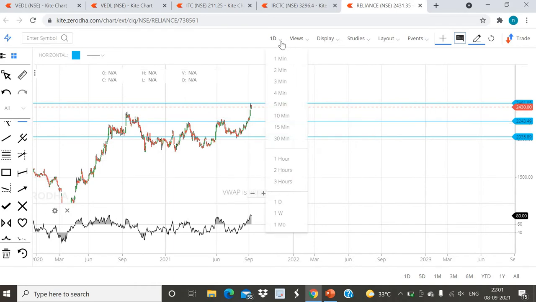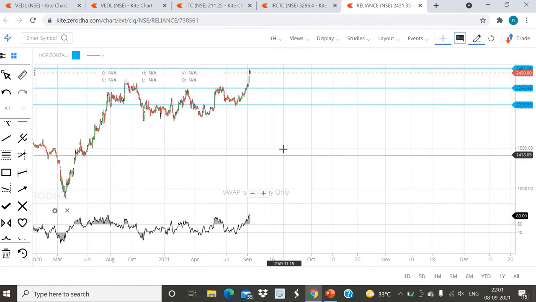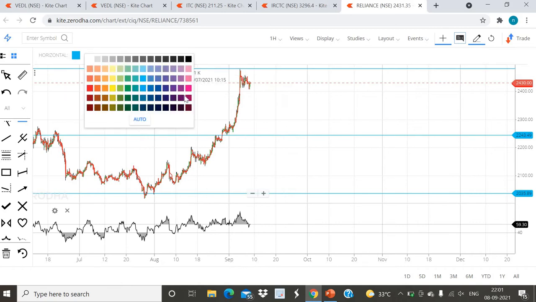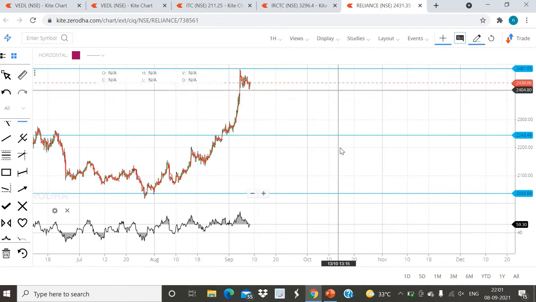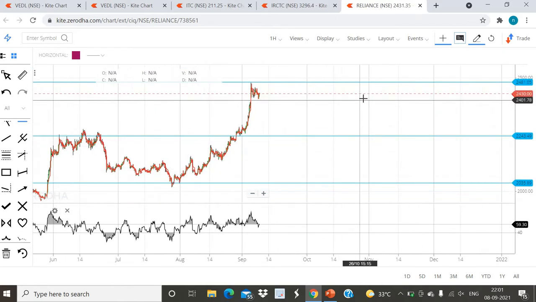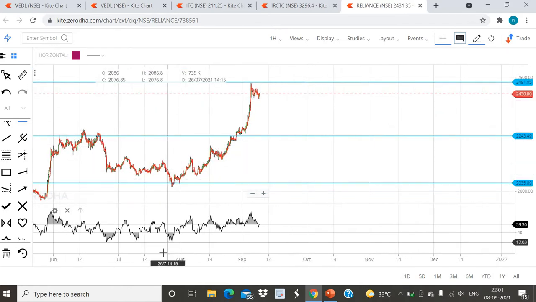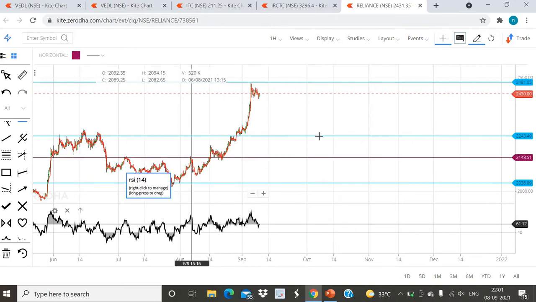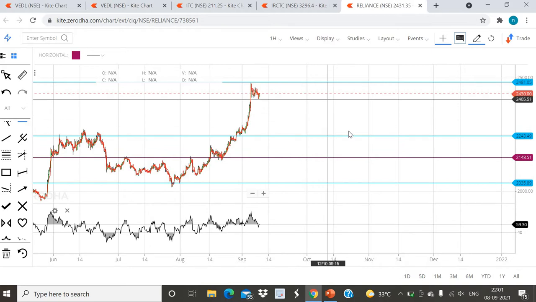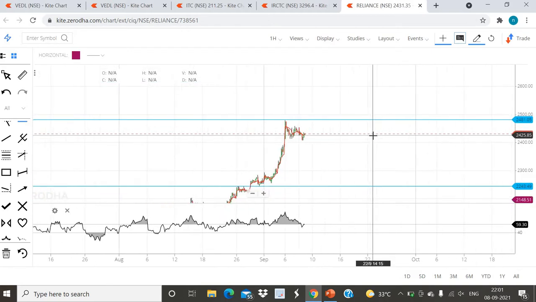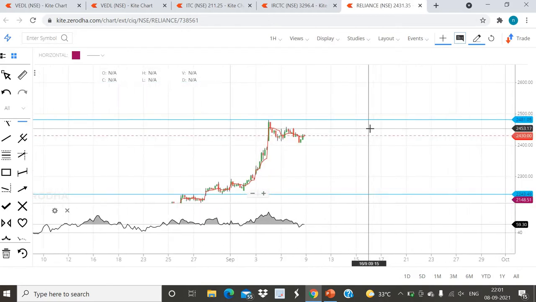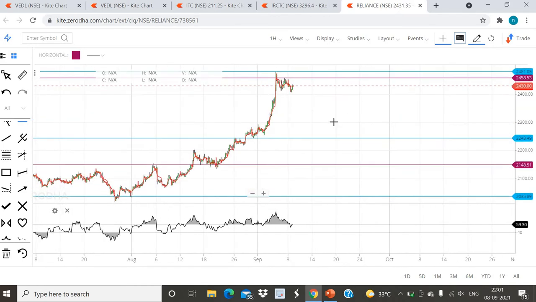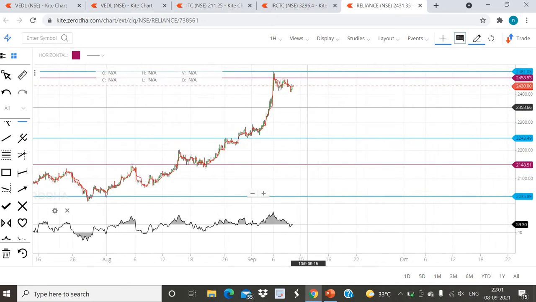Now I am going into hourly time frame. Let me change the color. Now I'll change the color to purple maybe. So on hourly time frame, I could see a level over here, and I could also see a level over here.